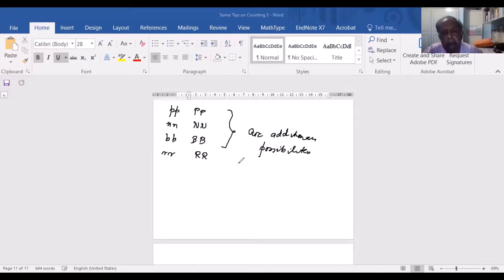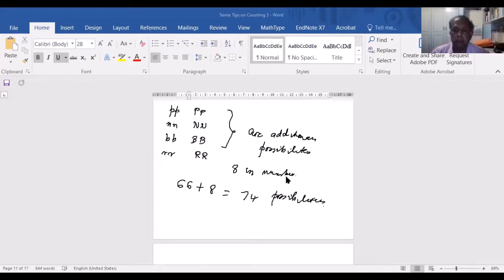So there are 8 of them, 8 in number. So in addition to the 66 where the choice was different, you add them where the choices are the same, and you're going to have 74 possibilities. Okay, so that is the answer to that question.